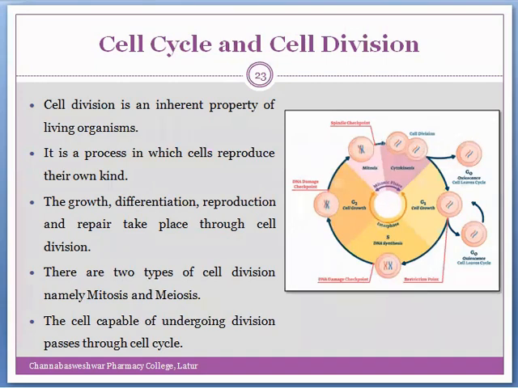The growth, differentiation, reproduction, and repair take place through cell division. Okay, means our cell growth, then cell differentiation, then reproduction and repairing of cells, that occurs by the process of cell division. In cell division, there are two types, namely mitosis and meiosis.